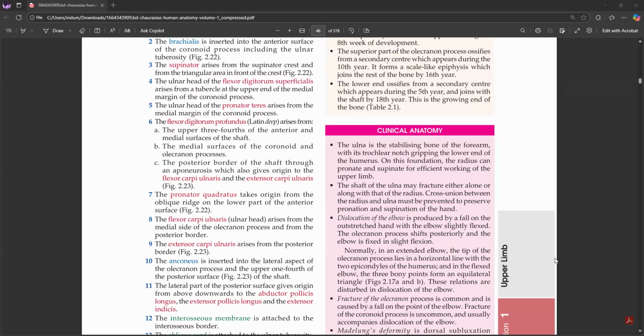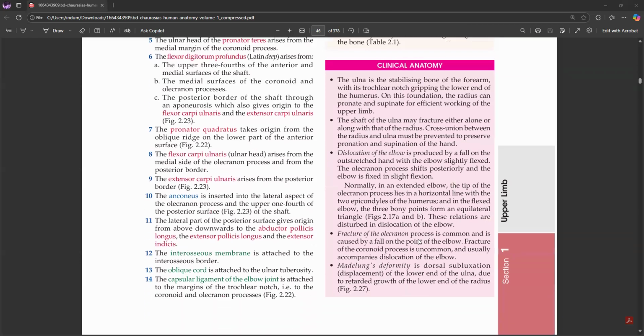Table 2.1. Clinical anatomy. The ulna is the stabilizing bone of the forearm with its trochlear notch gripping the lower end of the humerus. On this foundation, the radius can pronate and supinate for efficient working of the upper limb. The shaft of the ulna may fracture either alone or along with that of the radius. Cross union between the radius and ulna must be prevented to preserve pronation and supination of the hand.